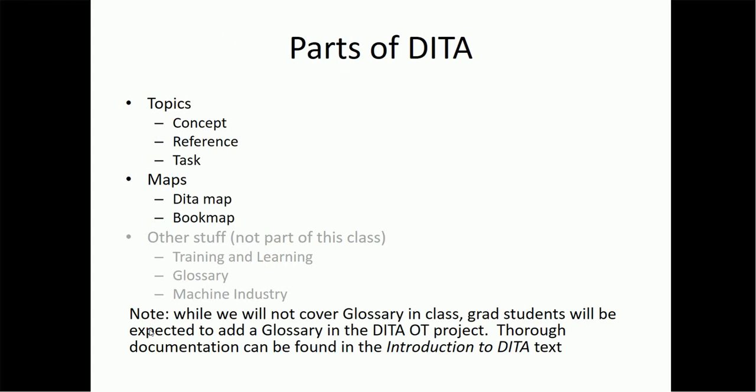Okay, so that was just the difference between document-centric versus topic-based authoring. Let's then spend the rest of our time talking about topic-based authoring and DITA. So the parts of DITA are topics. We have the concept topic, the reference topic, and the task topic. We also have maps. There's the DITA map and book map. There's other stuff in DITA, but we're not going to talk about those in this class.